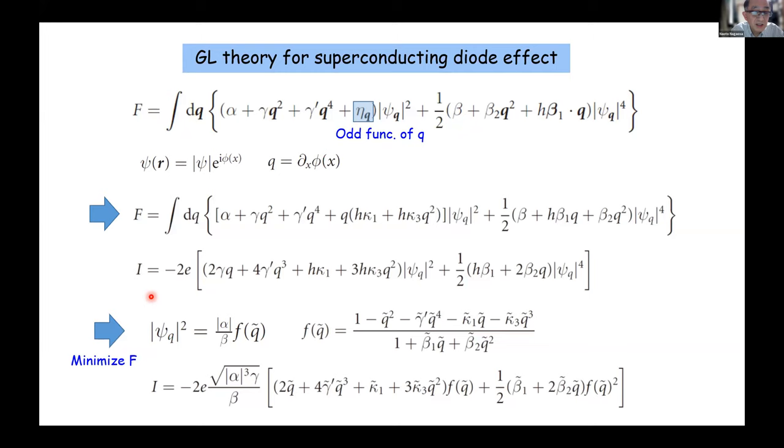So from this, we minimize the free energy by the optimal values of the amplitude. So this amplitude becomes a function of Q. And then we plug this function of Q into the amplitude, and then we obtain the current in terms of this Q, the gradient of the phase of the order parameter, right? And then after that, we maximize this current with respect to Q.